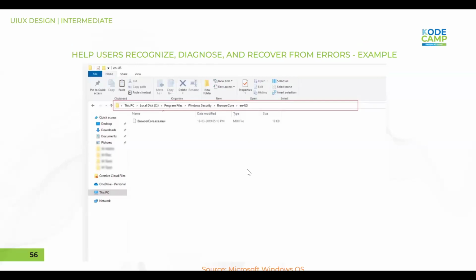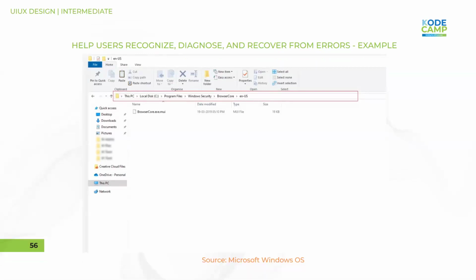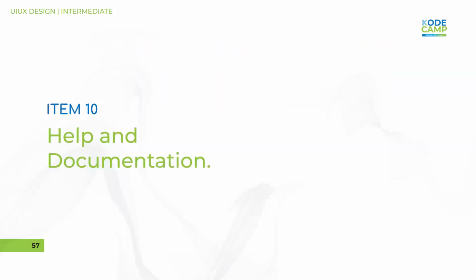We see that over here it shows users, that this was where you started from. You went through the local disk, and from the local disk you went to the program file. From there you navigated to the Windows security browse core and the likes of it, and this is where you found yourself. Okay. All right.